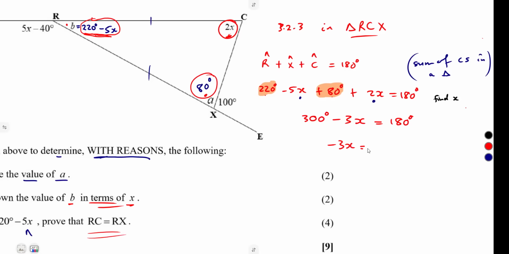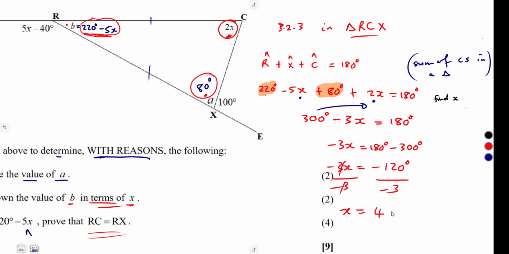Minus 3x is equal to what? Take the 300 to the other side of the equation, so it's going to be a negative. So that is going to be 180 degrees minus 300 degrees. Minus 3x is equal to, this is going to give us negative 120. Divide by negative 3. By negative 3, you're going to have the value of x, which is going to give us 40 degrees. So we have x.